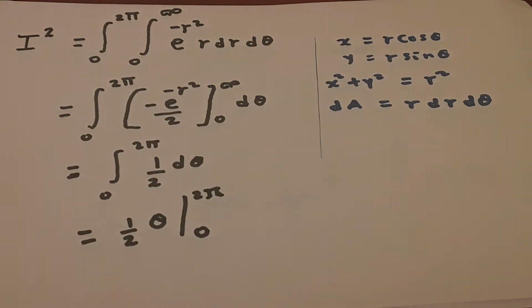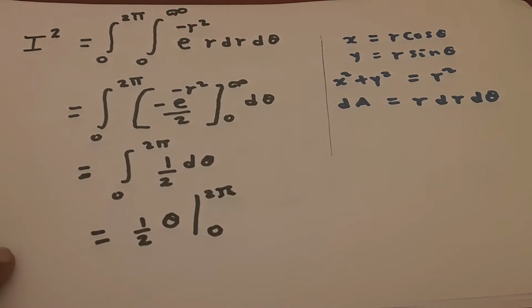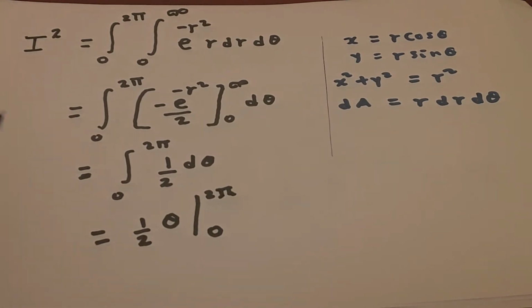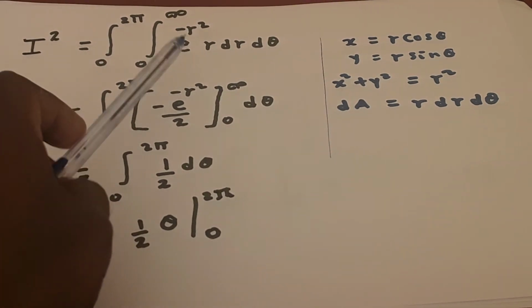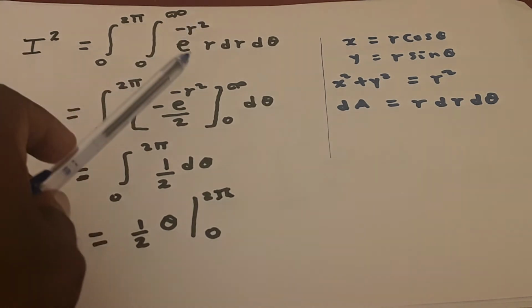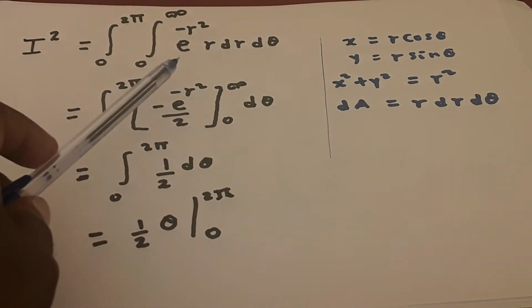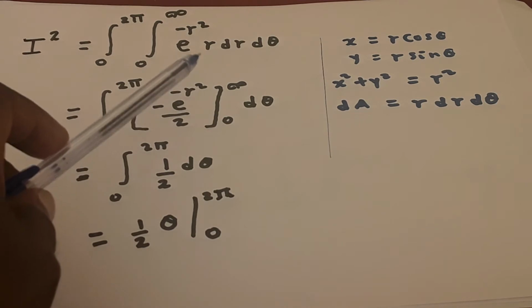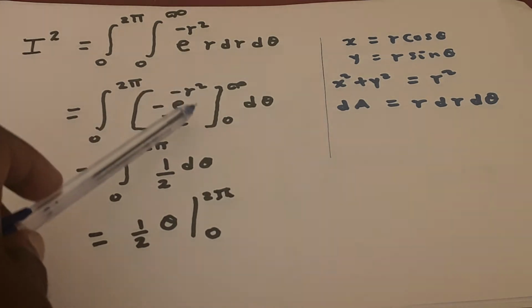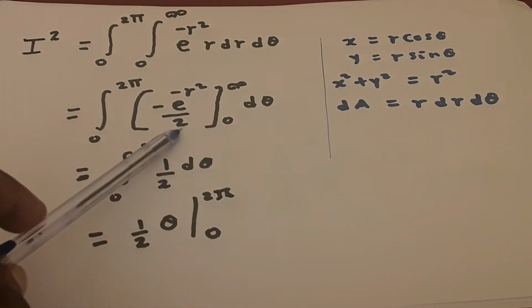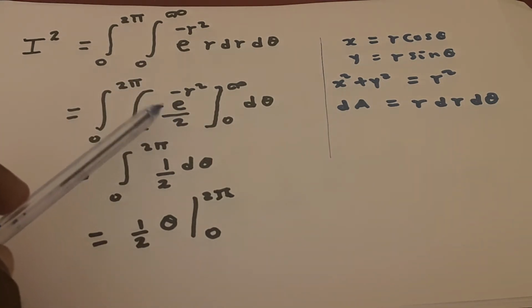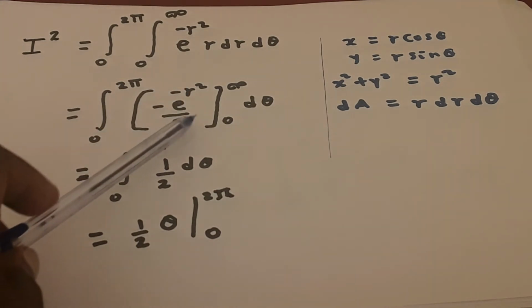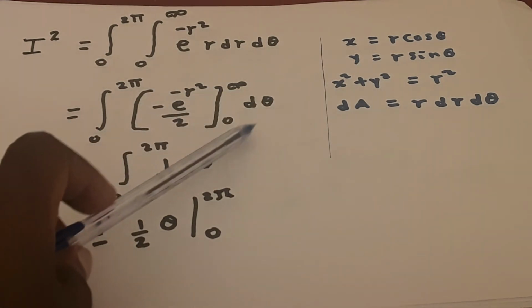Using the substitution, that means we use the polar form. So 0 up to 2 pi, we have to integrate this using substitution, letting r squared be t, so dt means 2r dr, so r dr means dt over 2. Back substituting, we get this form. I think it's exceedingly elementary in substitutions here. So we get minus e to the minus r squared over 2 from 0 up to infinity d theta.